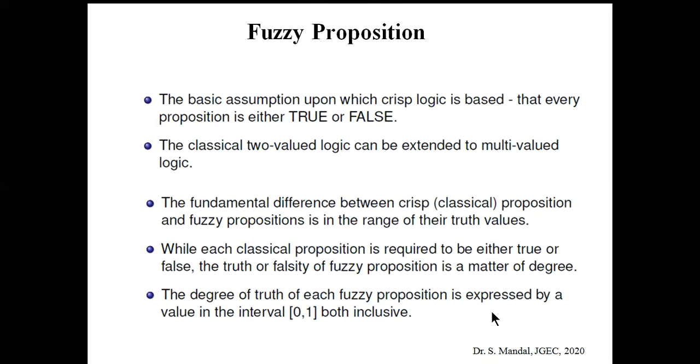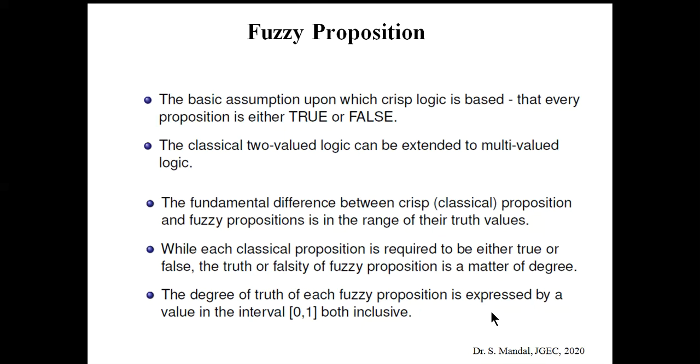Now the next one is the fuzzy proposition. A proposition is a sentence that denotes some kind of information or judgment. The basic assumption for any proposition in crisp logic is that every proposition is either true or false, like whether I am tall or not, or he is tall or not. So classical crisp logic propositions have two-valued logic, but it can be extended to multi-valued logic, like one, two or three, but the number of values is finite.